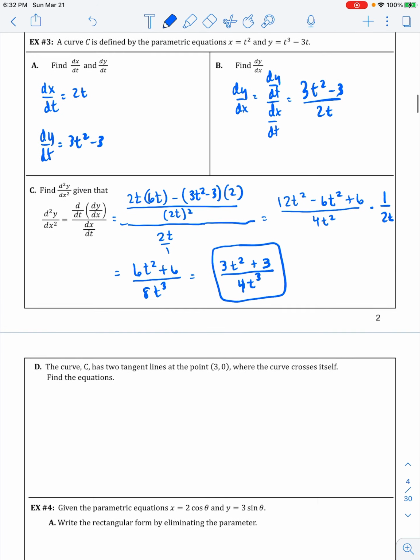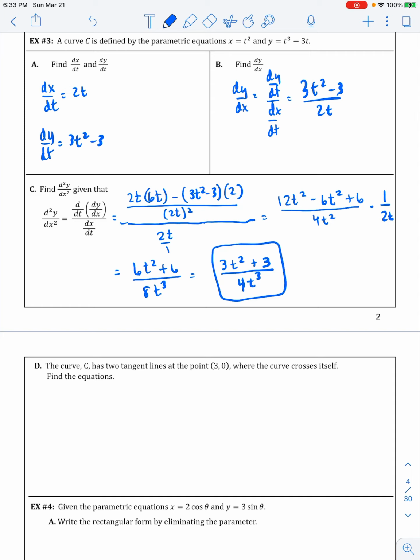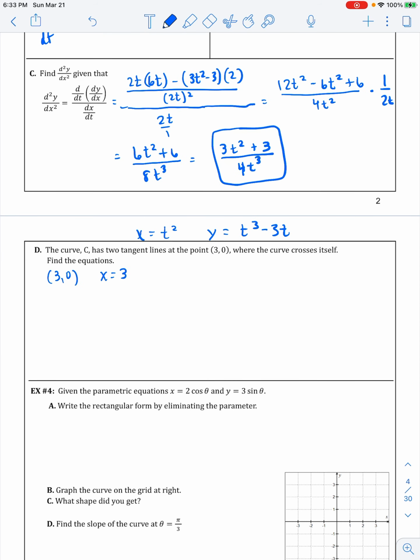Now part D on the next page is still using the same curve. Curve C has two tangent lines at the point (3, 0). Now this is an xy point, so your x is 3. That means you're going to take your x of t equation. I'm going to rewrite these so that I don't forget what they are. If x is 3, what is my t? If you take the square root of both sides, your t is plus or minus the square root of 3. And your y is 0, so you're going to put 0 in for y.